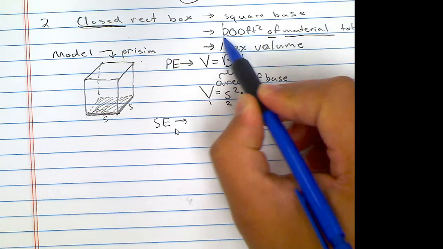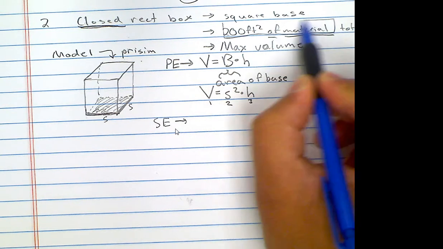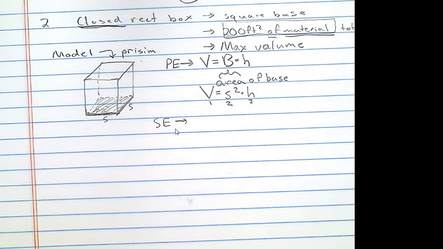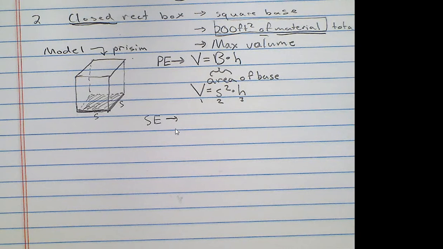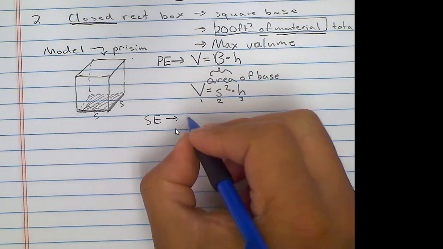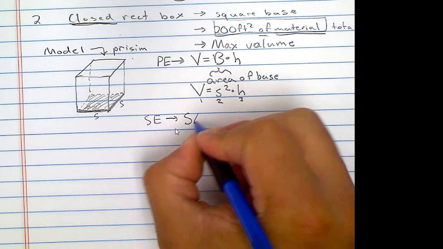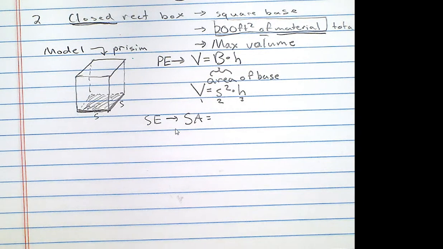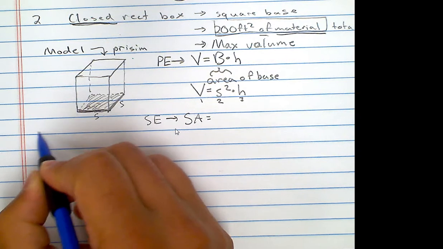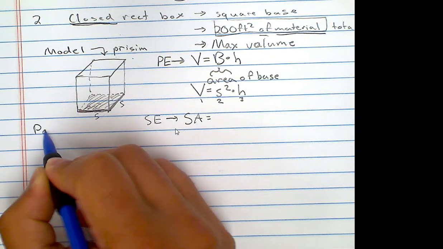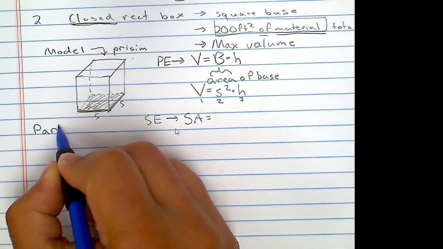The information you've been given about feet squared of material pertains to what? What is the variable's value squared? Area. It tells us about area. Okay? So our secondary equation is going to be about the surface area. So we have to build this equation with our knowledge of just basic geometry. Let's build it down here and label the parts of the surface area.